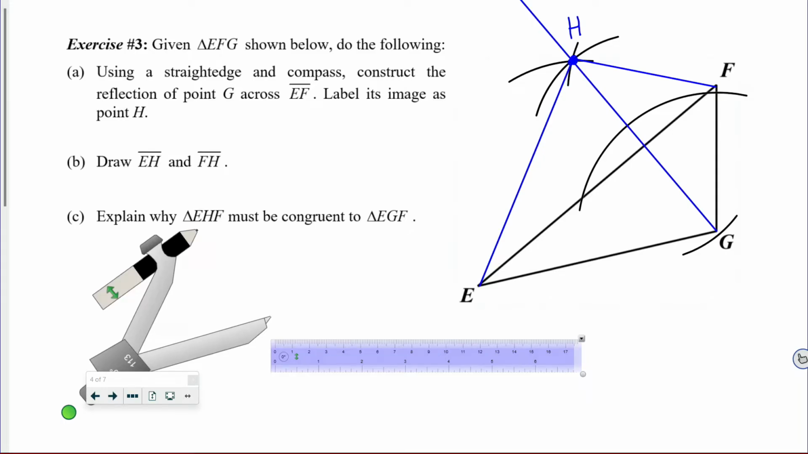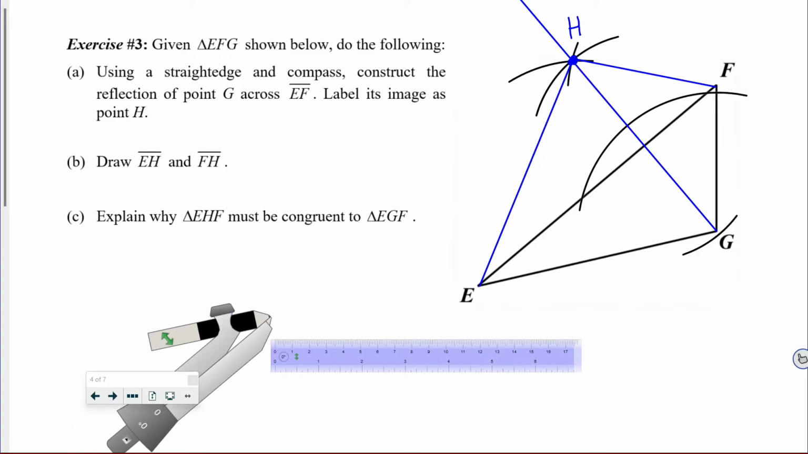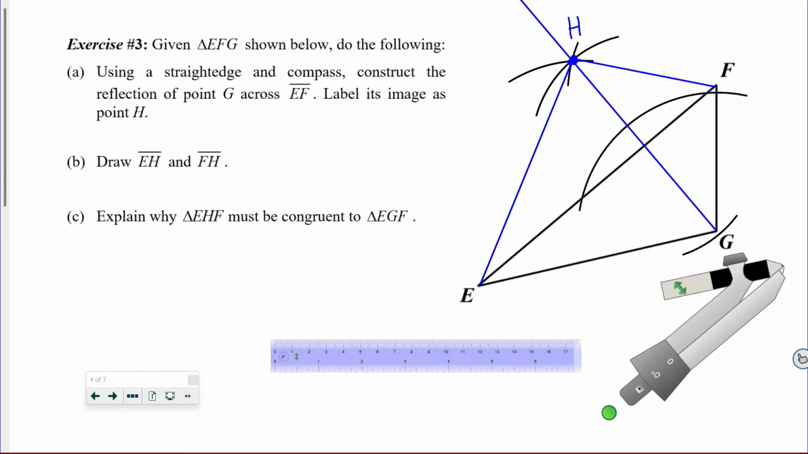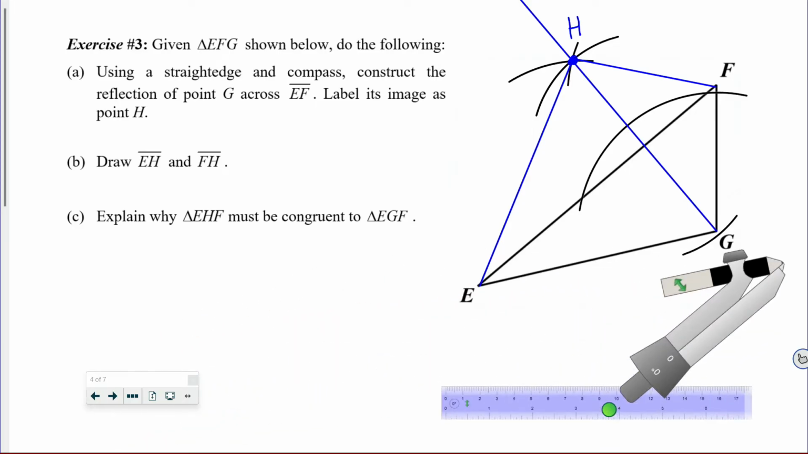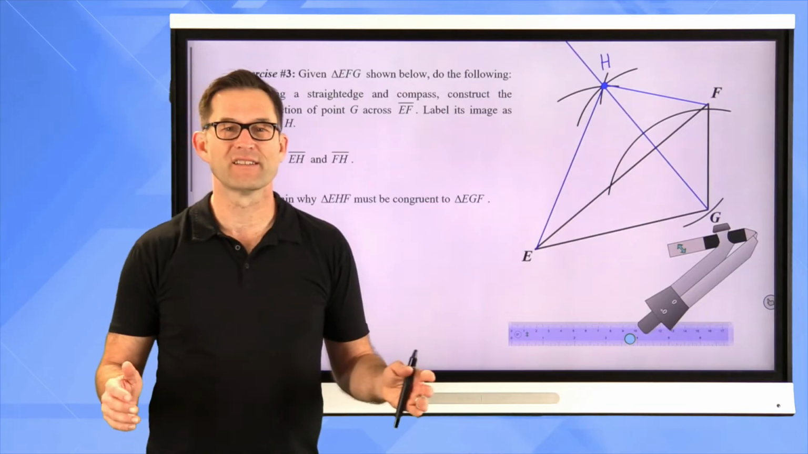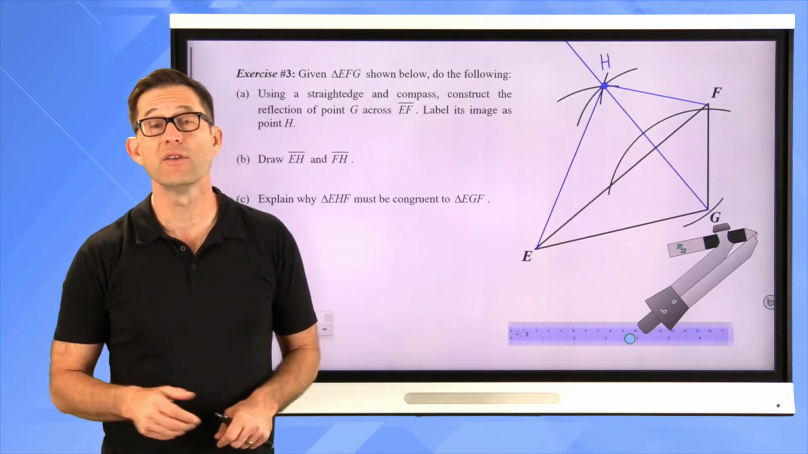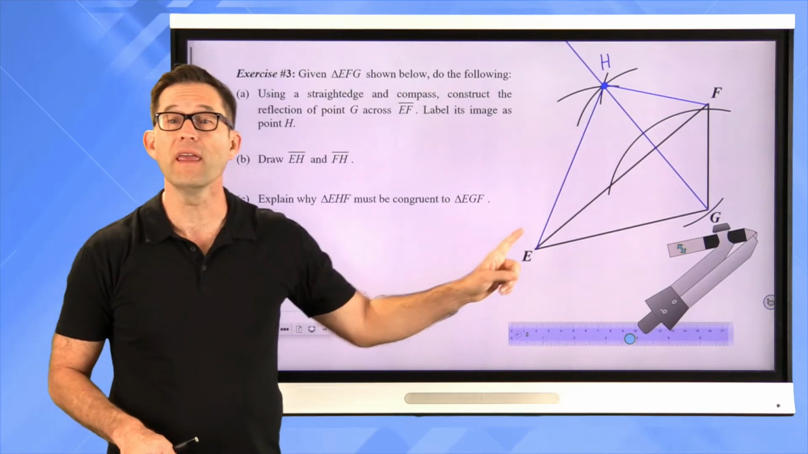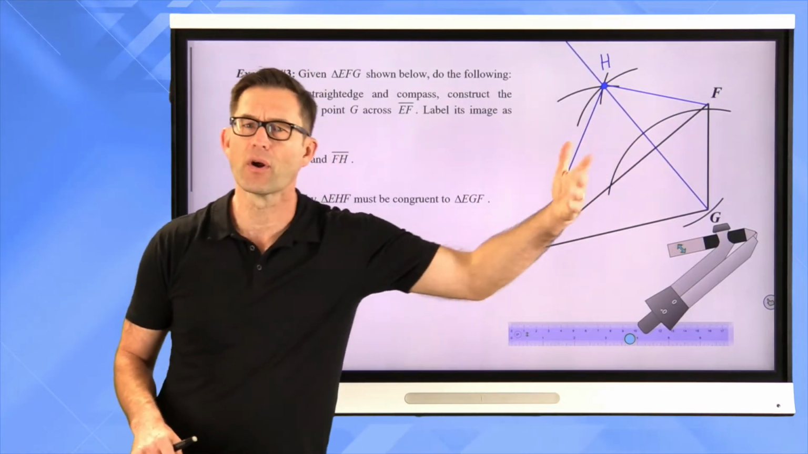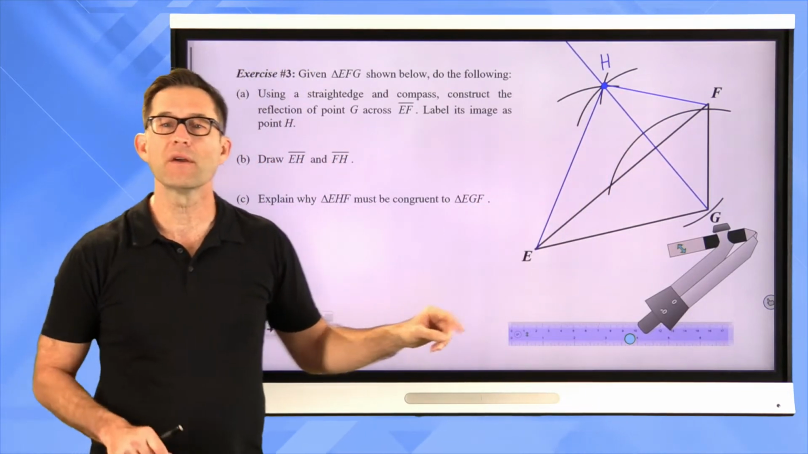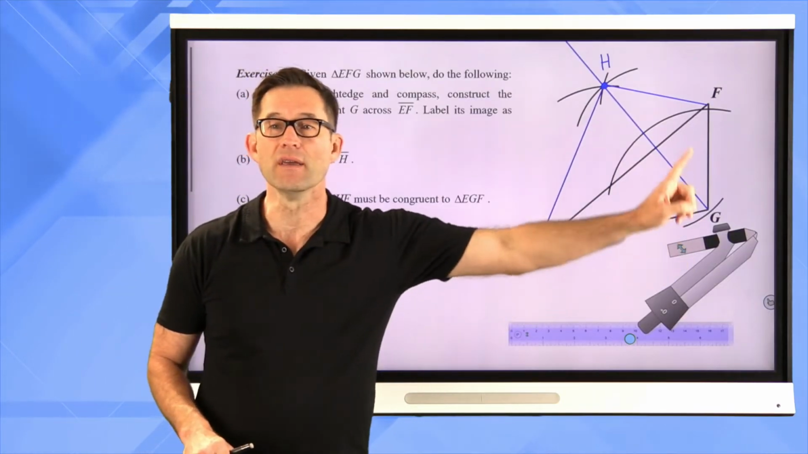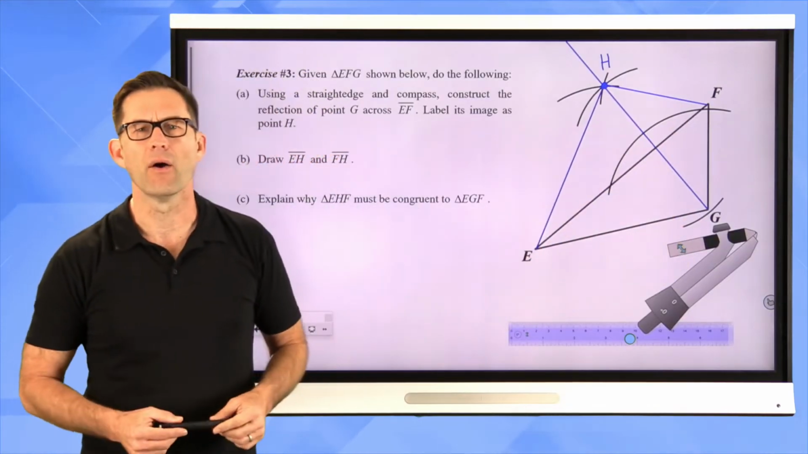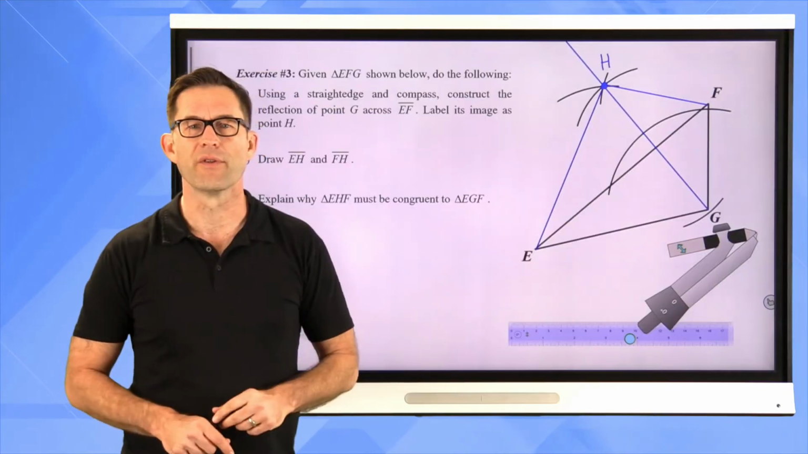Explain why triangle EHF must be congruent to triangle EGF. All right, well, this really takes us back to Unit 2 and to Unit 3, right? I want to know why triangle EHF, really the triangle I just drew, must be congruent to triangle EGF. Pause the video now and see if you can give any reason for that.